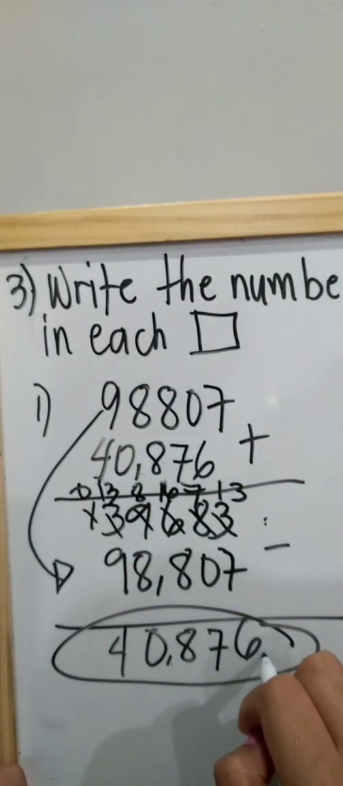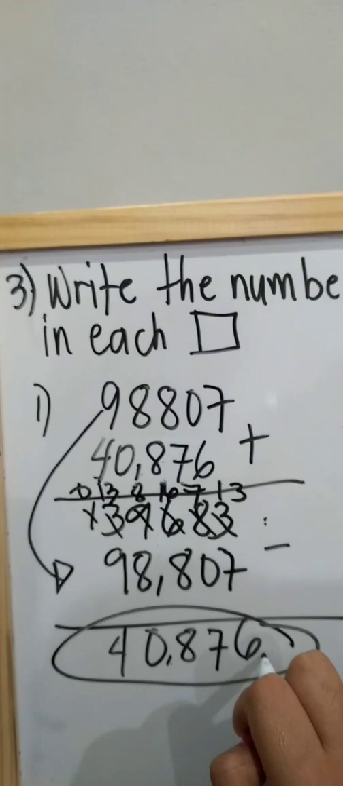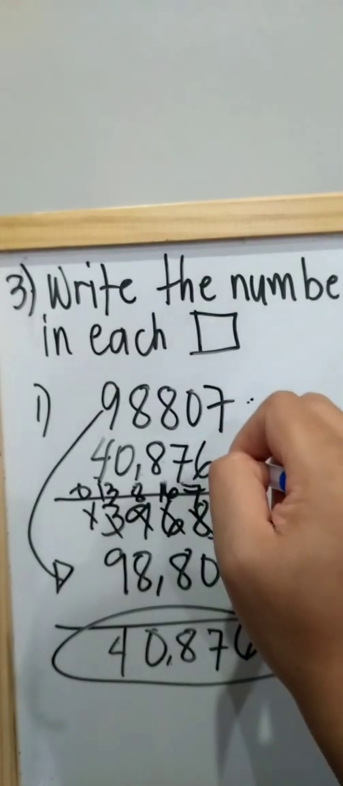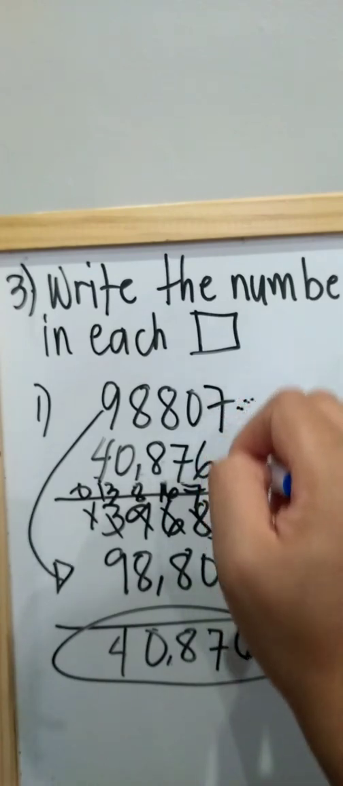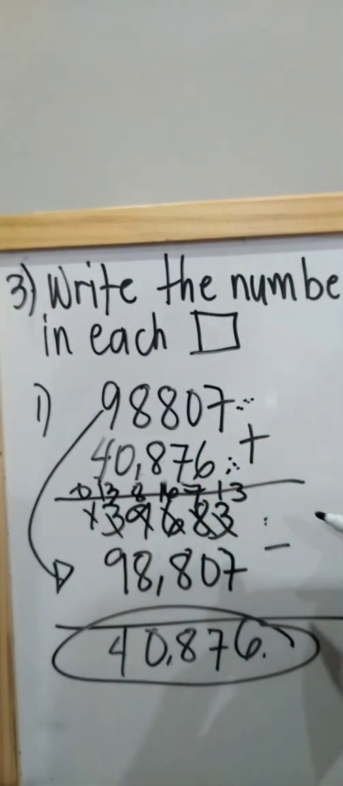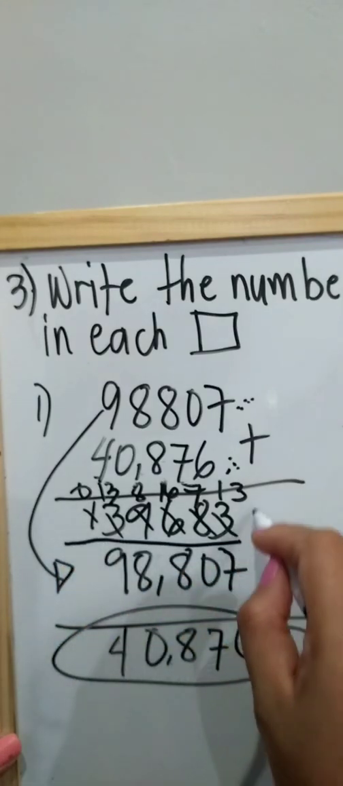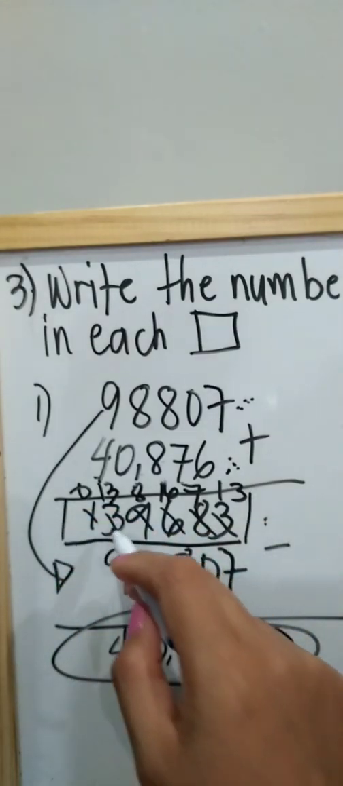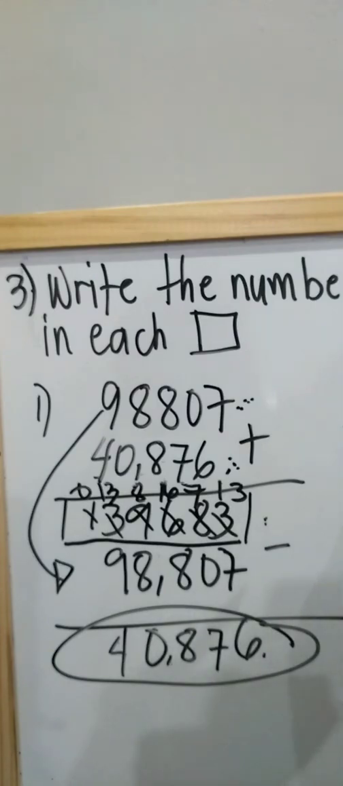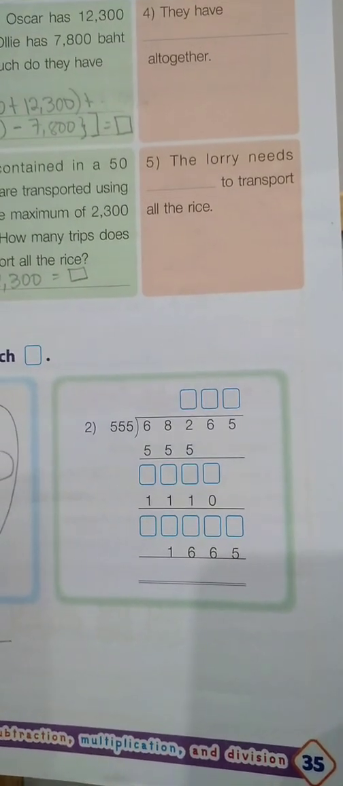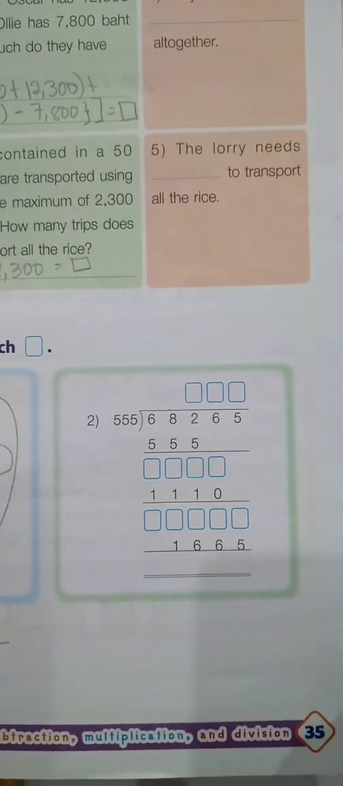To see if your answer is correct, you can add this addend and these two numbers, and then you have to get this sum. Now please answer your book on page 35, number 2.